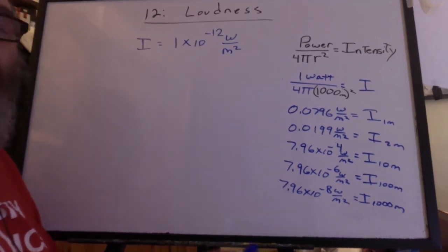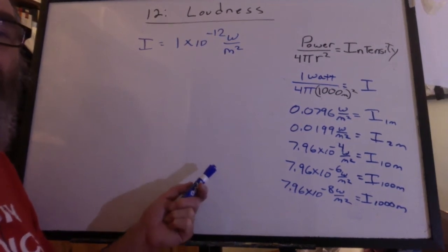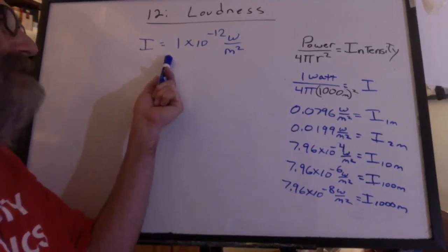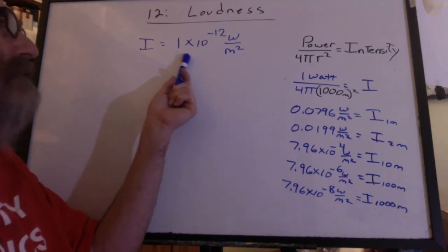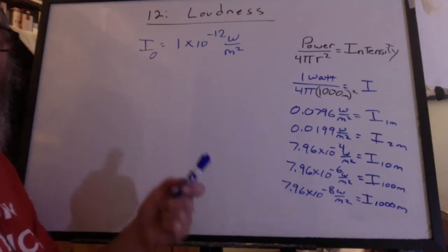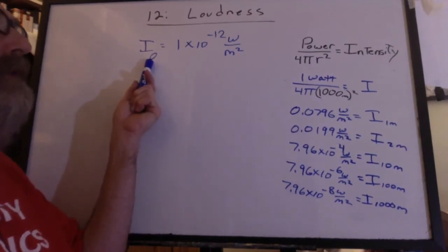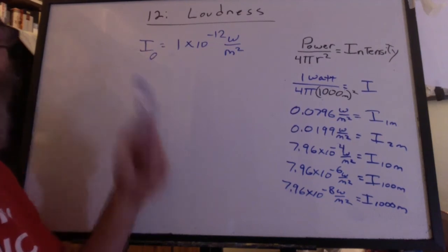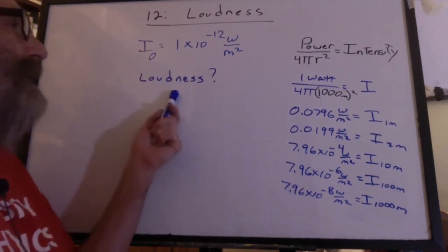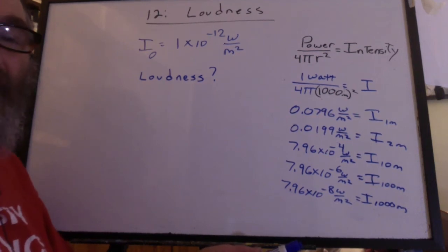Well, it turns out they've measured people with headphones and special electronic equipment, and they found that the quietest intensity that a person with good hearing can have is 1 × 10⁻¹² watts per meter squared. We call this I naught. Now, that doesn't mean 0 meters away from something. It's the quietest sound that you can hear. So how do we determine loudness? We use something called the decibel scale.